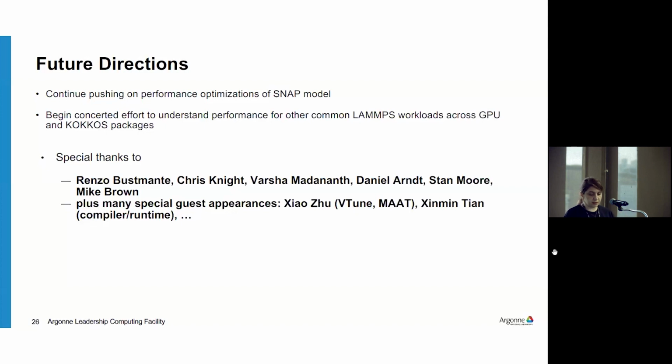I would like to thank everyone here, especially Renzo, Chris Knight, Varsha, Daniel Art, who is here, Stan Moore, Mike Brown. And we also had a lot of discussions with WeTune and other compilers and runtime people. Zinmintian, I think I saw his posters here. There were constant developer discussions, like when you need help with them, especially because it's on Aurora, and as we go, things change.